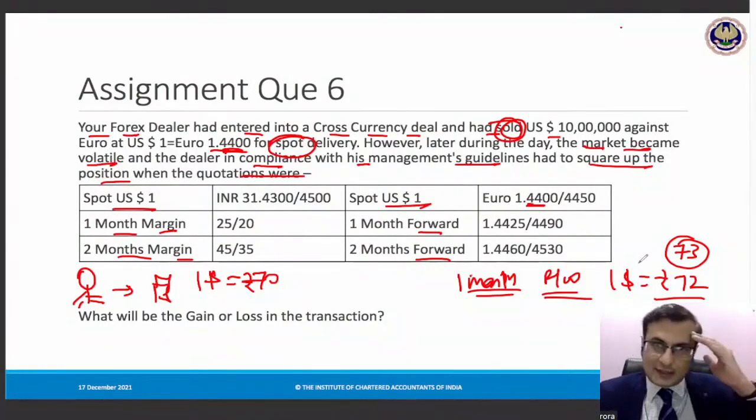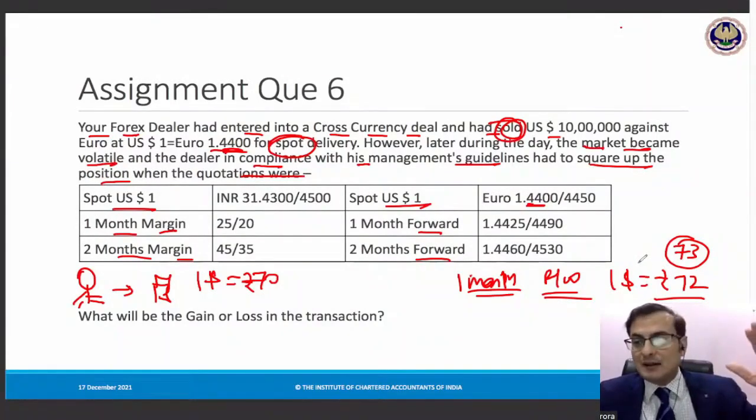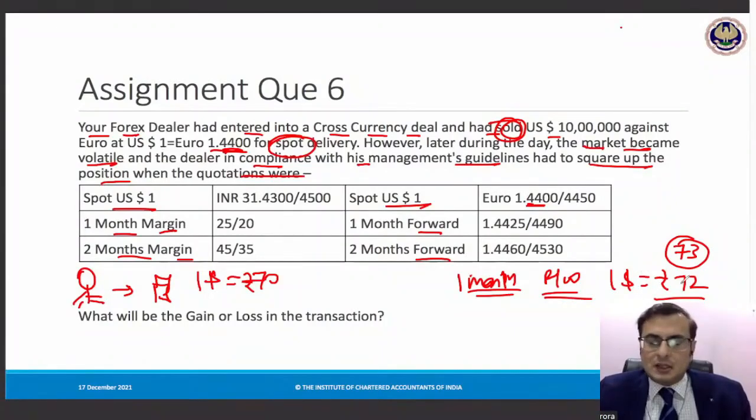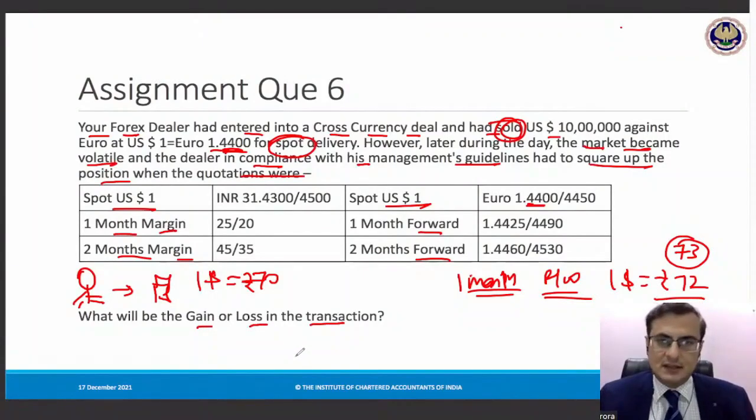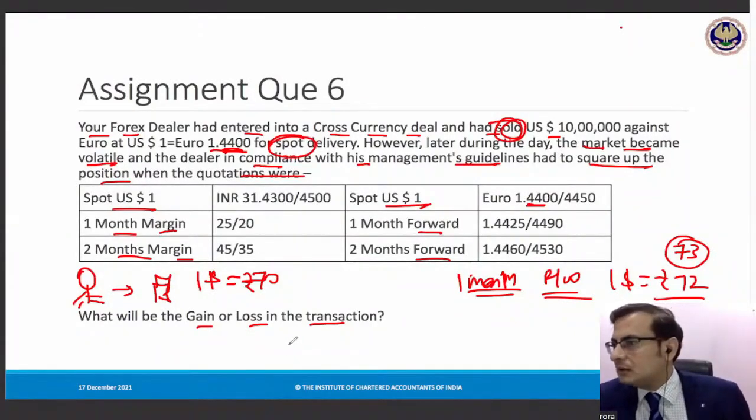Don't get confused with the future of that derivatives future. Just normally, in the going forward time, you're just trying to book this thing. Fine, clear. So this is the concept, and we have to see what is the gain or loss in the transaction. Just read the question, and then I'll move to the question after.